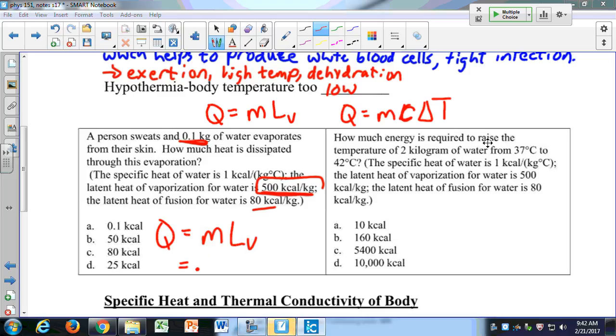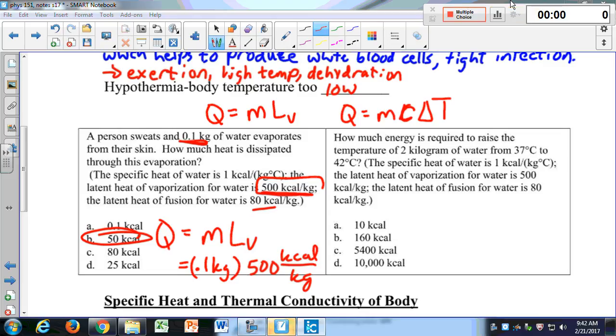And so this is 0.1 kilograms times the latent heat of vaporization, which is 500 kilocalories per kilogram. Or I could also just write that as capital C calories. A tenth of 500 is 50. So you could see a calculation problem like that, but still no calculators. I feel like y'all can do this sort of math just fine, right? Y'all good on this? All right.